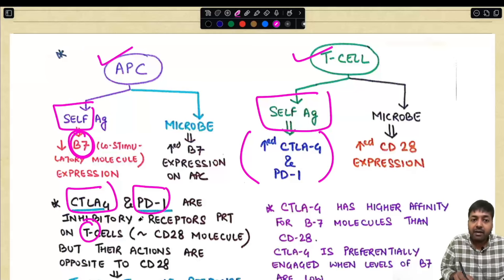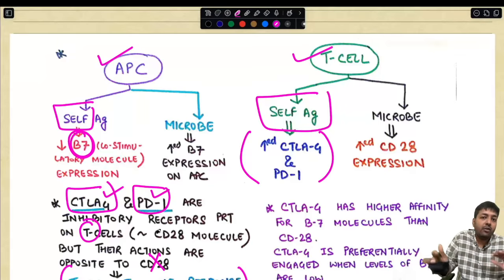But remember, the actions of CTLA4 and PD1 are opposite to that of CD28. They inhibit T cell activation, which means they inhibit the immune response. So remember this point: CTLA4 and PD1 are inhibitory receptors present on the T cells, and they are very similar to the CD28 molecule, but their actions are completely opposite to each other.